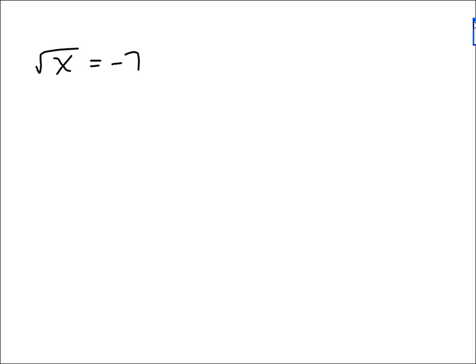The square root of no number will ever be -7. By definition, the square root of a number is a positive or 0 number, such that when you square that number, you get back what's underneath the square root sign.